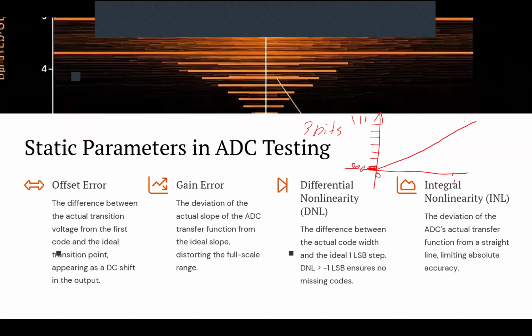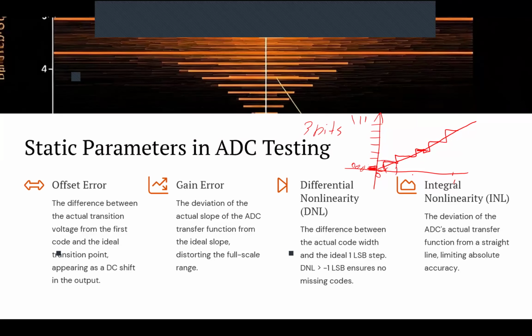The line means we have an infinite number of bits. Each individual point in this 0 to 1 volt variation would create its own digital code, an infinite number of codes, but that's not possible. So we have a limited number of codes. For this example it is 3 bits, so we have 8. So what happens is that we will have some steps, where each step translates a specific interval of the voltage variation to one code.